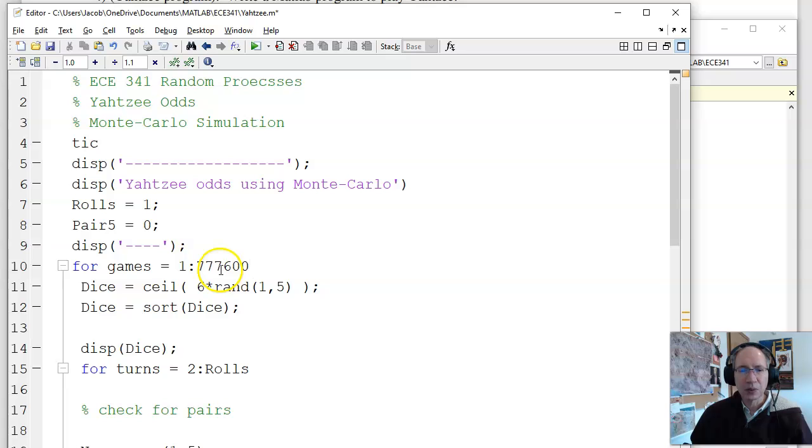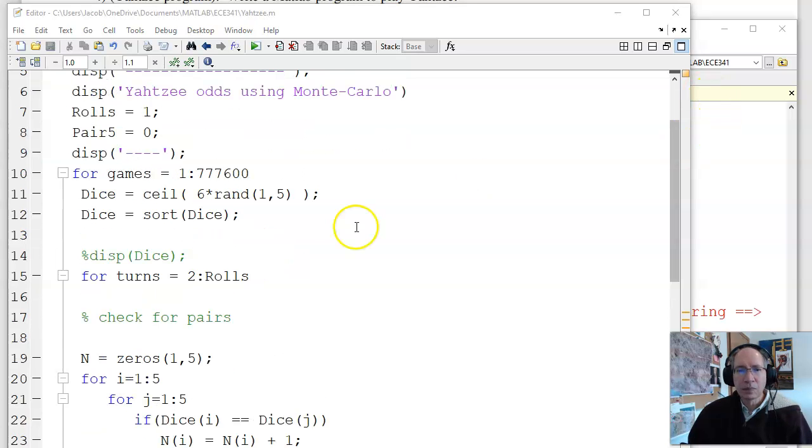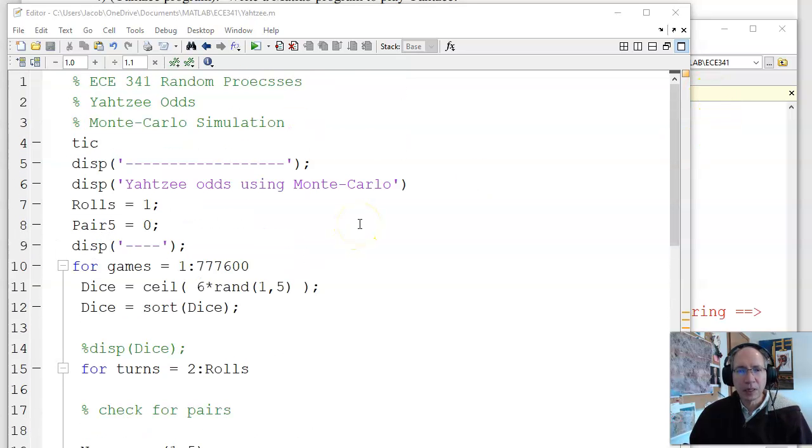So this is rolling a Yahtzee in just one roll. That's problem number 1. And what it does is it rolls. So anyway, here's the code. I'm going to roll the dice, and to debug it, let's just roll them once.